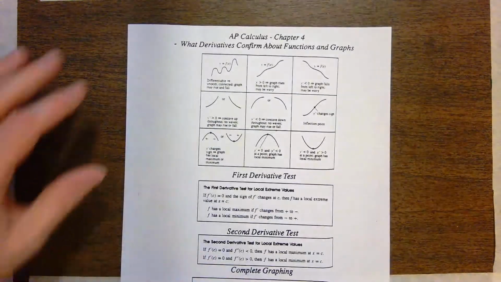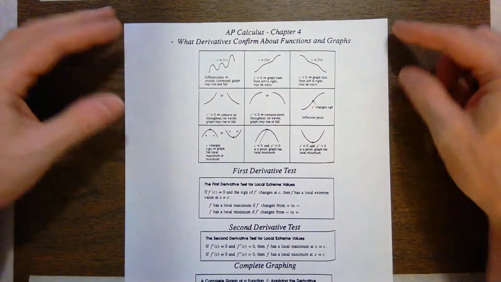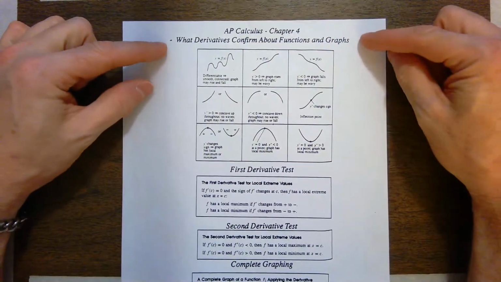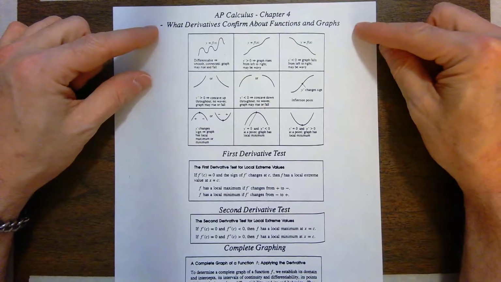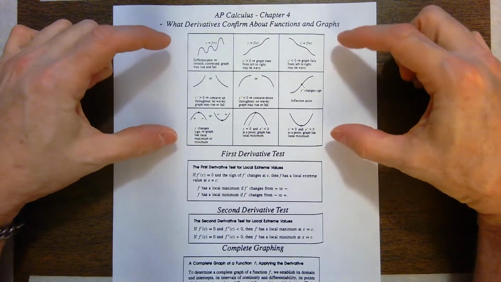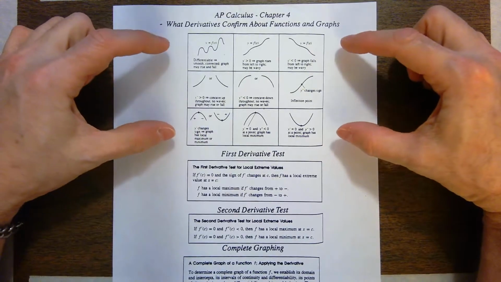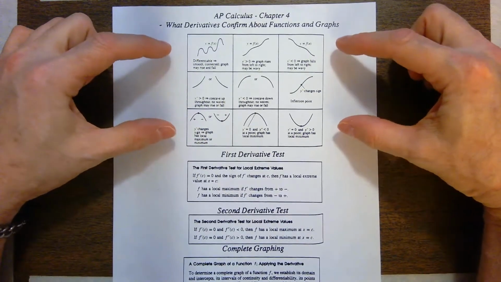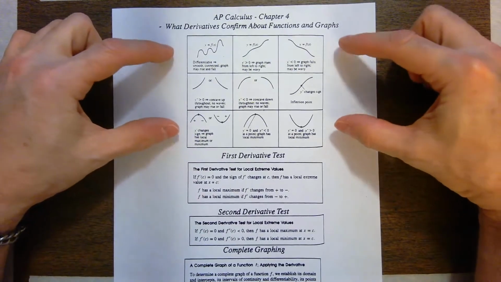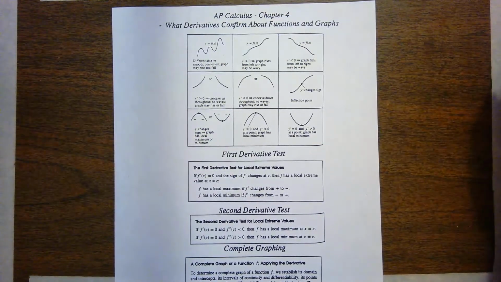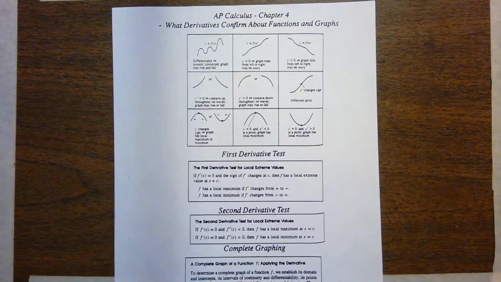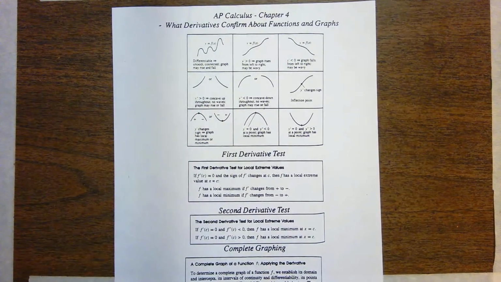Now you should have just been handed out a sheet that looks like this. AP Calculus, Chapter 4, What Derivatives Confirm About Functions and Graphs. Let's just spend a moment and go over this. If the teacher hasn't handed this out yet, go ahead and pause the video first and hand it out, because there's a ton of information here, all on this one sheet. If not, I'm going to go on and go over this and point some things out.